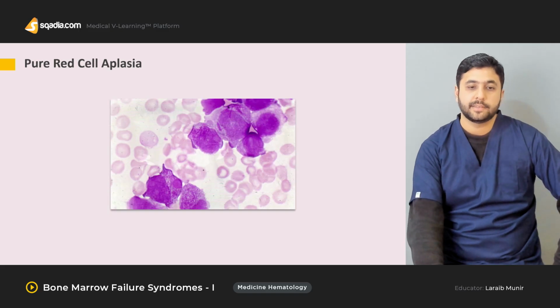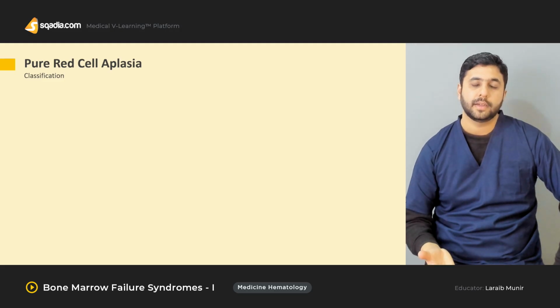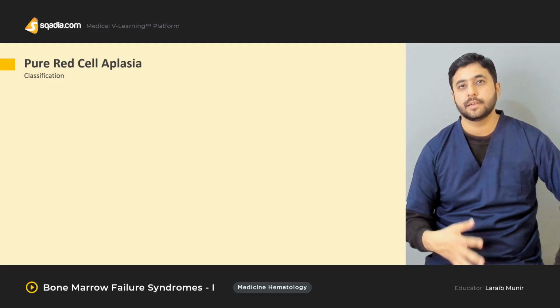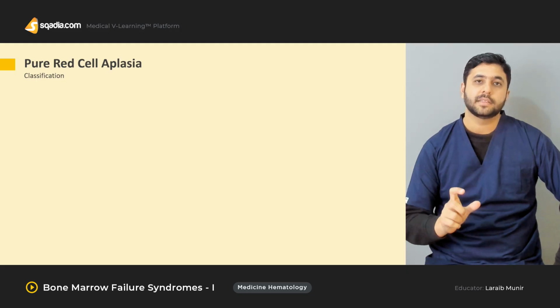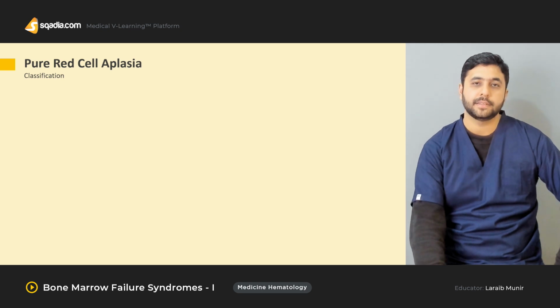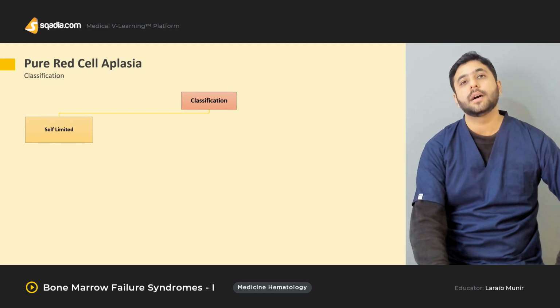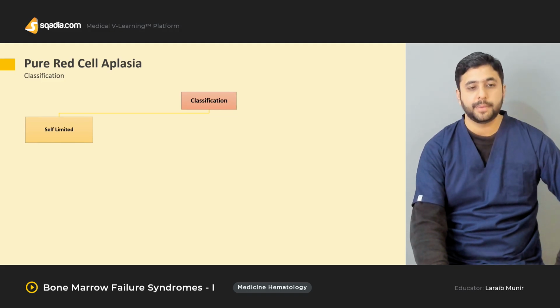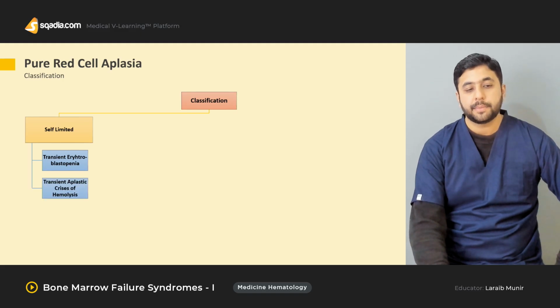What happens in pure red cell aplasia is that certain types of environmental insults, and certain viruses like the parvovirus B19, which infects patients with hematological problems, can target the erythroid precursors, leading to pure red cell aplasia. It is generally self-limited, and it goes away after a couple of weeks of symptomatic treatment, which we classify under the term transient erythroblastopenia or transient aplastic crisis of hemolysis.